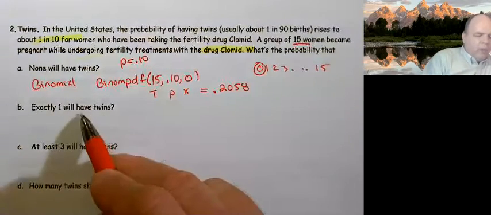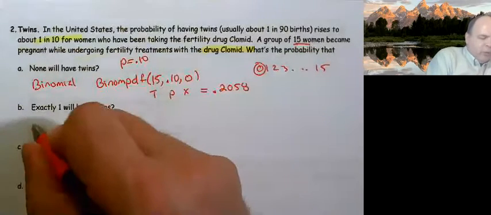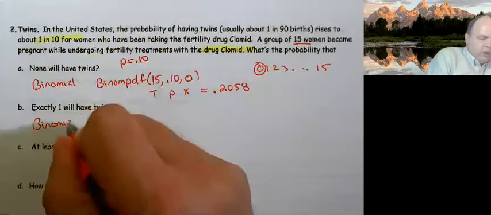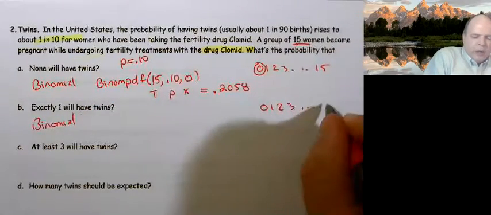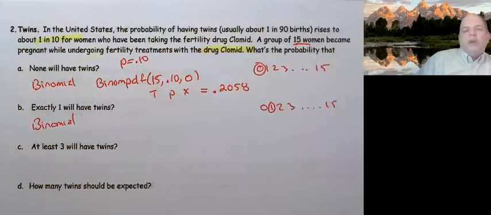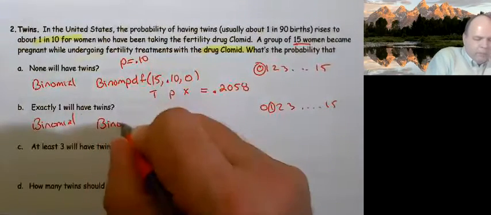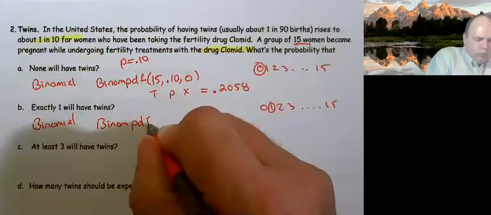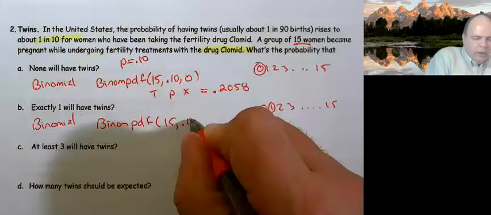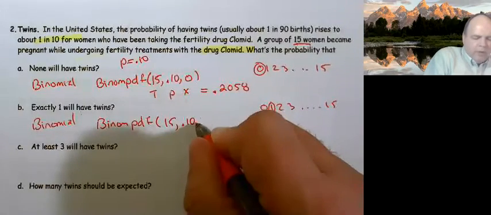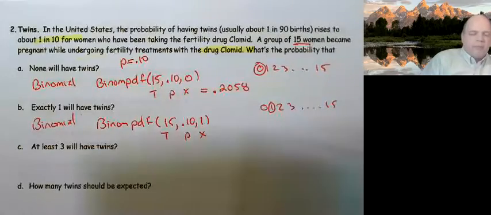Exactly 1 will have twins. Well, again, we have a specific number of trials, so this is a binomial. And if we make our number line 0, 1, 2, 3, all the way to 15, I'm only circling one number. So this makes it a binomial PDF as well. So trials are 15, probability is 0.1, and our X value happens to be 1. So this is trials, this is probability, there's our X.